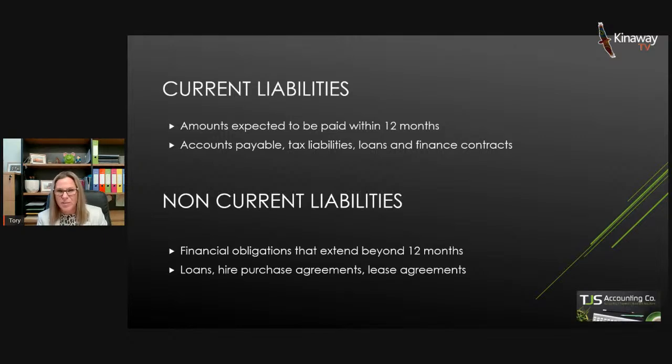Usually you will see the accounts payable. Tax liabilities are often found under your current liabilities. And so too for non-current liabilities, amounts which are likely to extend beyond 12 months. So that could be potentially business loans, hire equipment agreements that extend beyond the 12-month period.